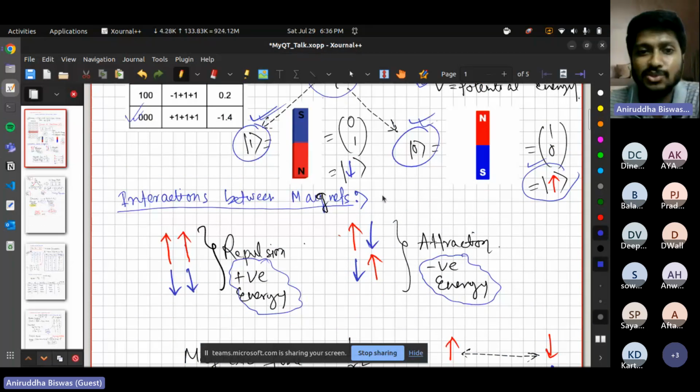Get back to your school days. I think everyone attending must have played with magnets in their childhood. It's a very famous game. With one magnet you can't play the game; you need at least two magnets. We know that the same poles repel each other, the force is repulsive, and opposite poles attract each other.